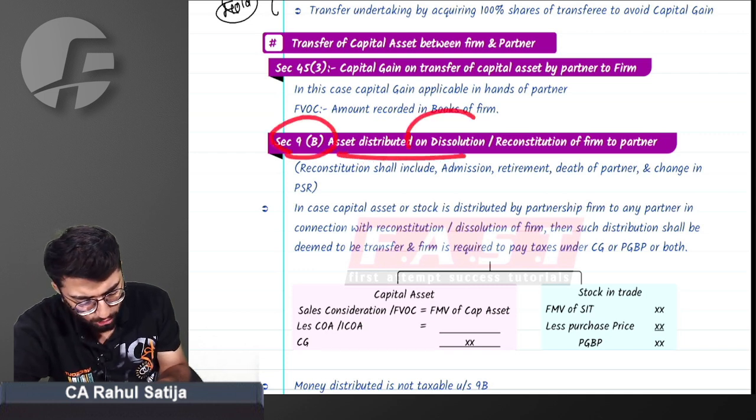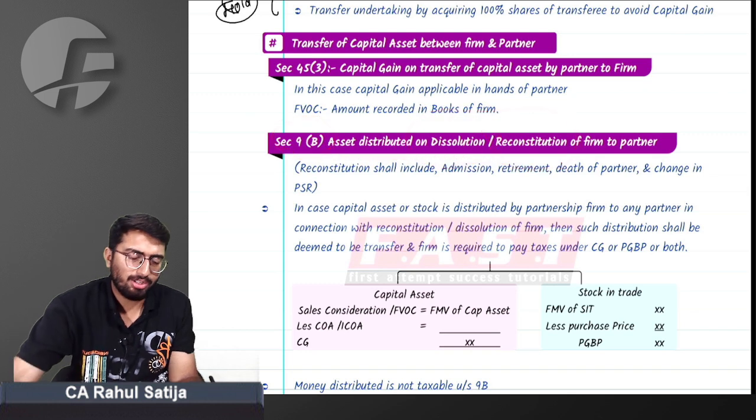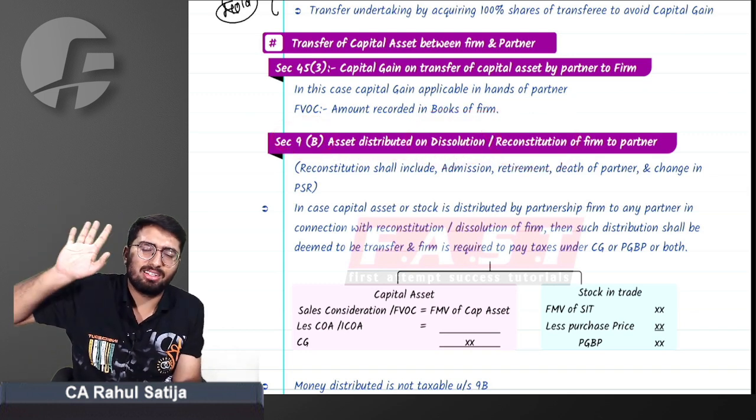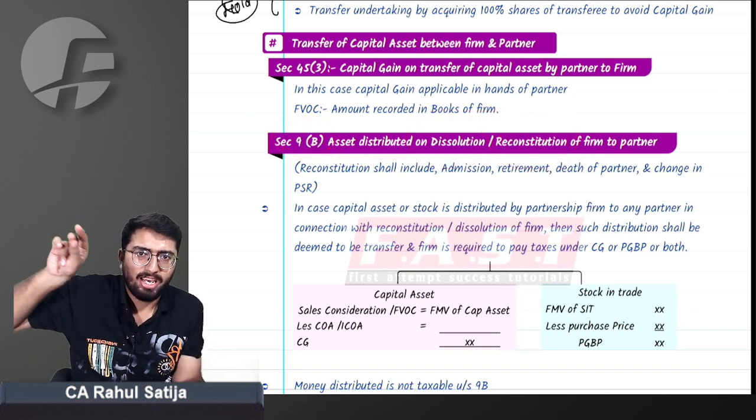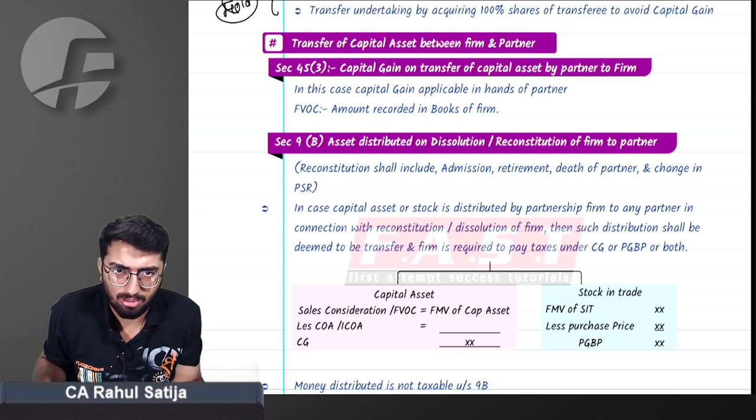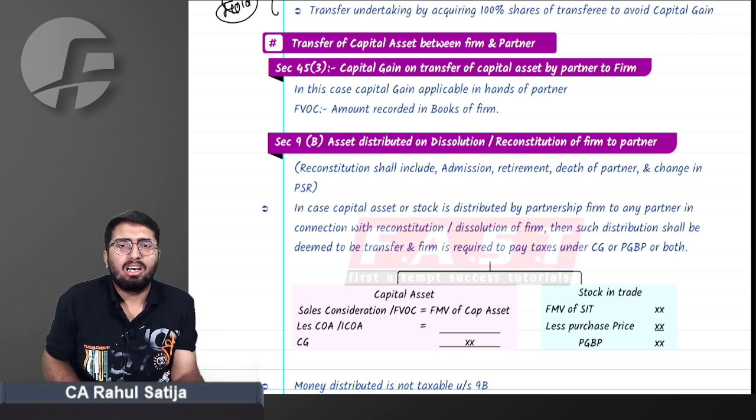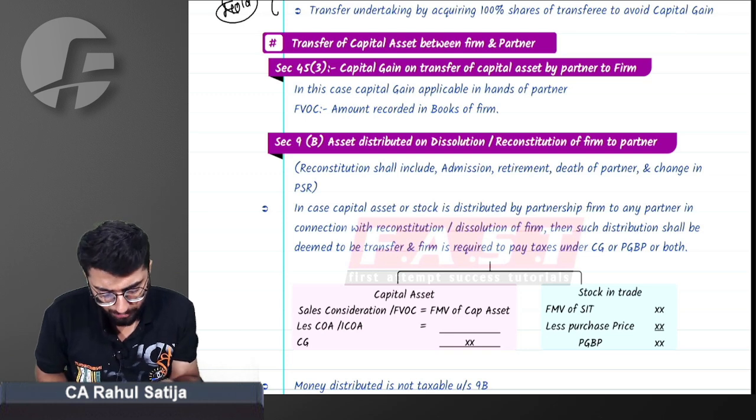Section 9B, asset distributed to partners on reconstitution and dissolution. See, 9B is applicable when there is dissolution or when there is reconstitution. In both the cases, Section 9B is applicable. Simply, it is applicable when it is reconstitution or dissolution.